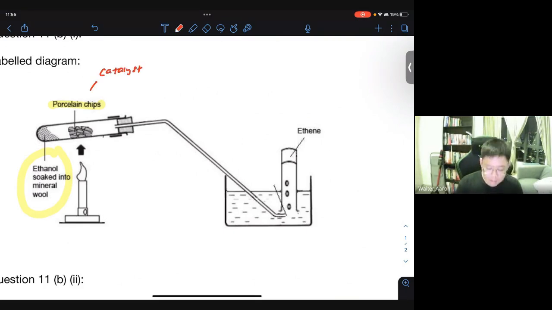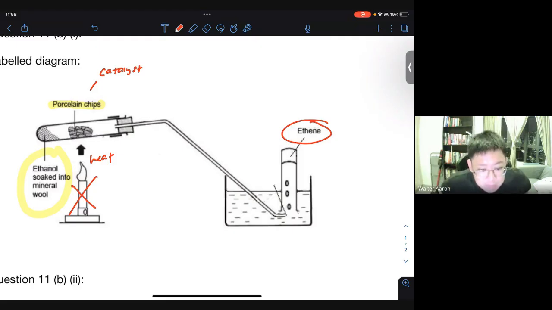All right, and then after that, once the ethanol vapor goes through the porcelain chips, it will dehydrate itself, and then ethene gas will form on the side. So if you draw this whole structure labeled correctly, you don't have to draw the Bunsen burner. I can just put "heat" here if you want to. All right, done already. Then this whole setup will be nice.